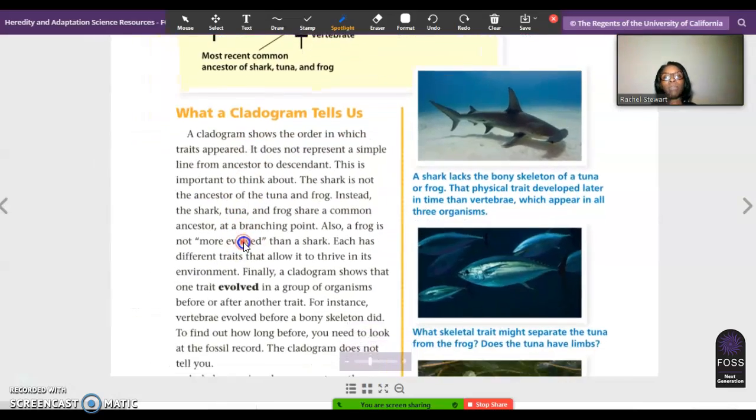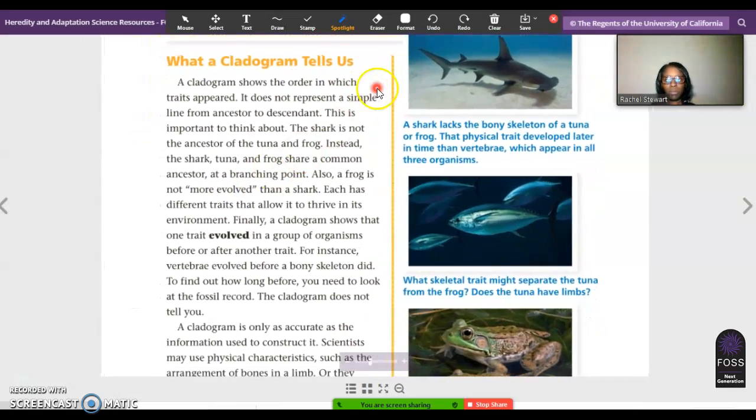What a cladogram tells us. A cladogram shows the order in which traits appeared. It does not represent a simple line from ancestor to descendant. This is important to think about. The shark is not the ancestor of the tuna and frog. Instead, the shark, tuna, and frog share a common ancestor at a branching point, or the node.